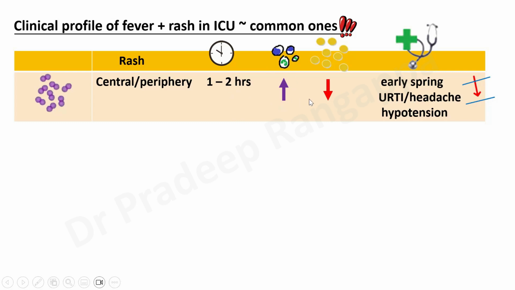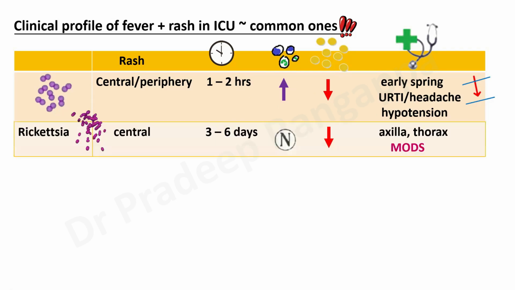There will be leukocytosis, thrombocytopenia may be present, and typically it happens in early spring, and they have a prodrome of upper respiratory tract infections, headache. In meningococcal infections, the patients can become very sick with hypotension and ensuing sequelae of that.